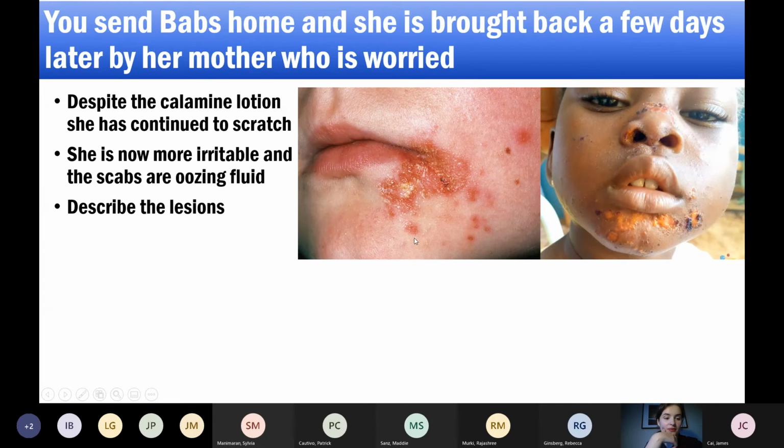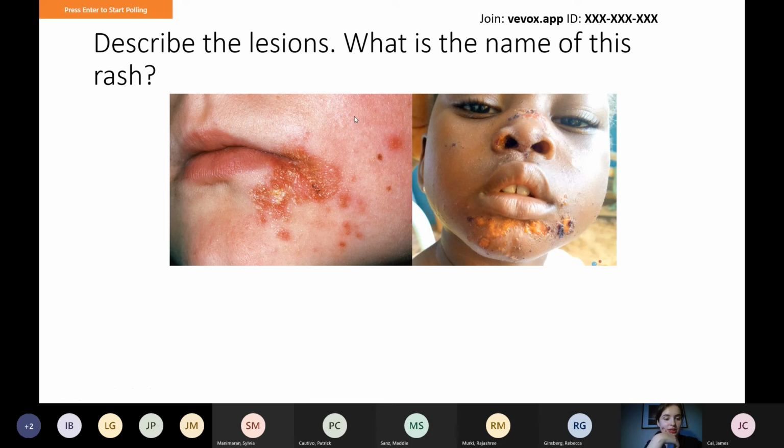Oh yeah, and there's oozing of fluid as well from them. Maybe think about what food they resemble. Or if you know the go-to words for how to describe this rash, you can put that in as well. Or just describe the color.